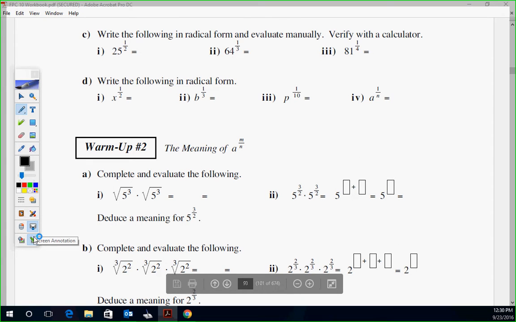Write the following in radical form and evaluate manually, then verify with the calculator. 25 to the 1/2 is square root 25, which we know is 5. 64 to the 1/3 is cube root of 64, which we know from our note card is 4. 81 to the 1/4 is the 4th root of 81, which is 3.